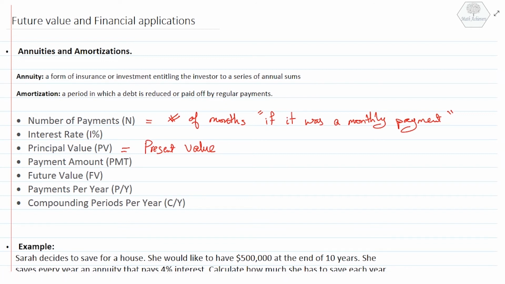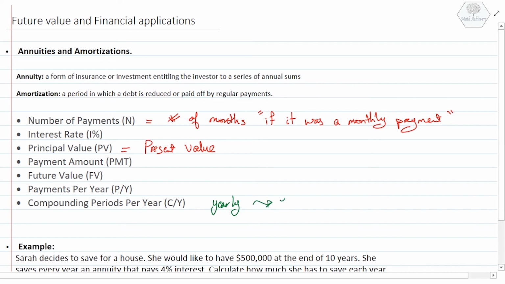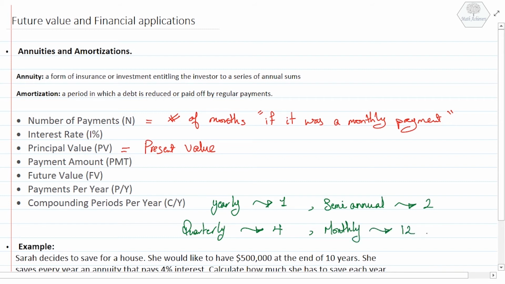So for the compounding periods per year, if it was yearly, then it's equal to 1. If it was semi-annual, then it's equal to 2. If it was quarterly, the compounding, then this will be equal to 4. If it was monthly, the compounding, then the compounding periods are equal to 12.